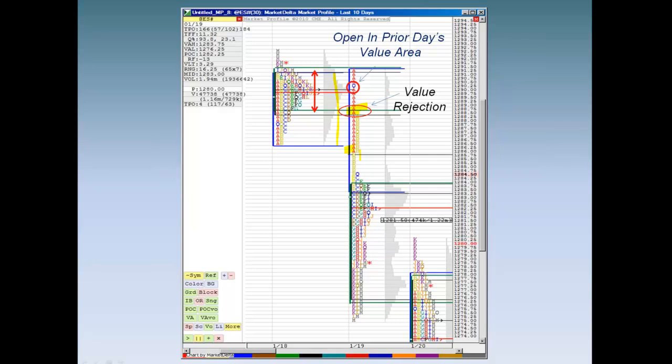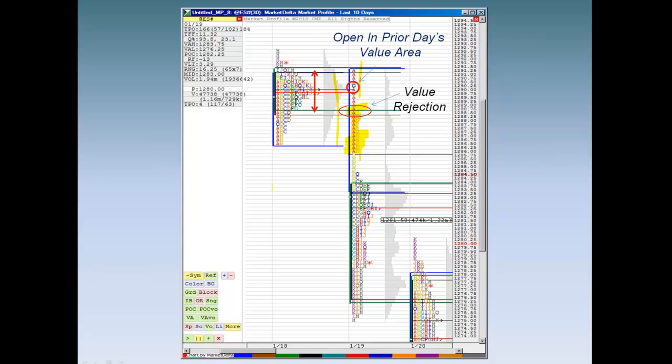The rejection is really confirmed for me by period A and period B, and even though I get double prints, take a look at them and see that not a single one of those double prints occurred within the prior day's value area. All of the double prints were outside the value area.